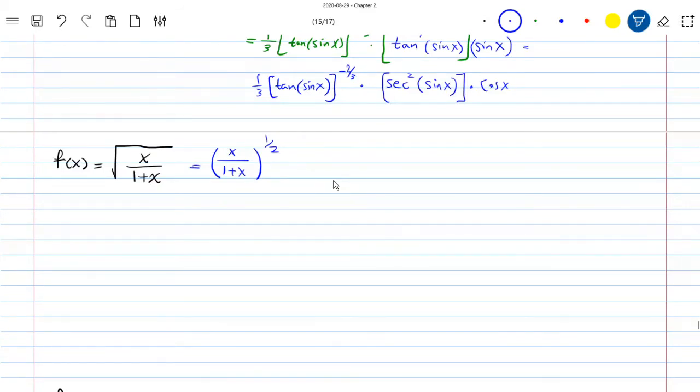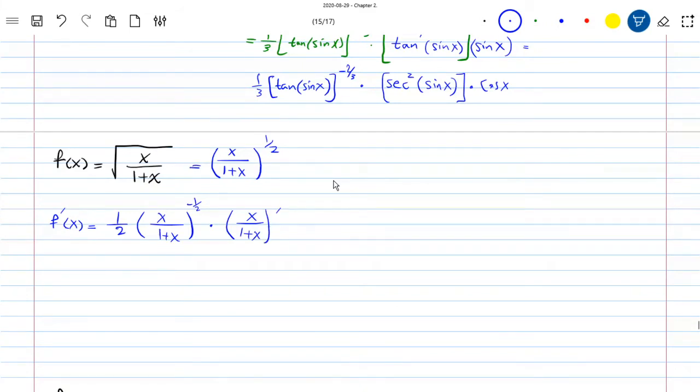So what would be the derivative? Derivative would be simply drag down the exponent, subtract 1 from the exponent. The input does not change. 1 plus x to the power 1/2 minus 1. That is negative 1/2. Multiply by the inside derivative. What is the inside derivative? Inside is x over 1 plus x derivative.